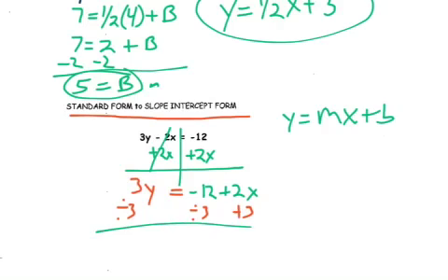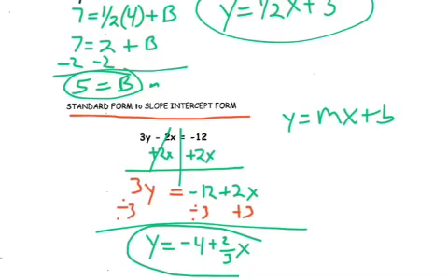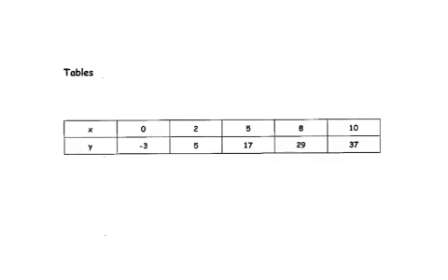So that should leave me with y equals negative 12 divided by 3 is negative 4 plus 2/3 x. So now I finally have it in my y equals mx plus b form. Okay? Take a look at the next page.